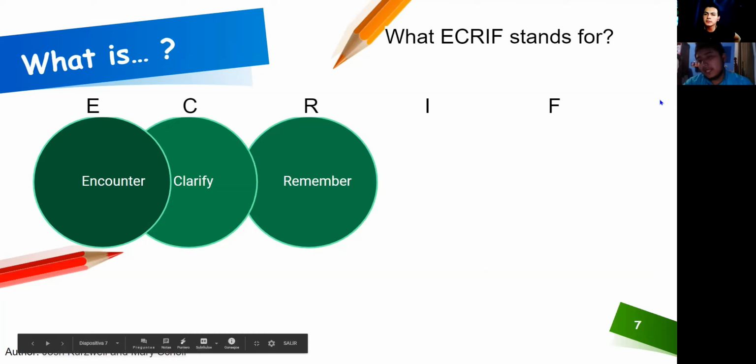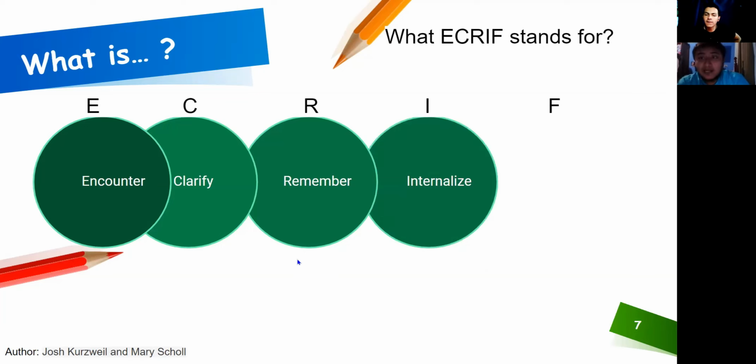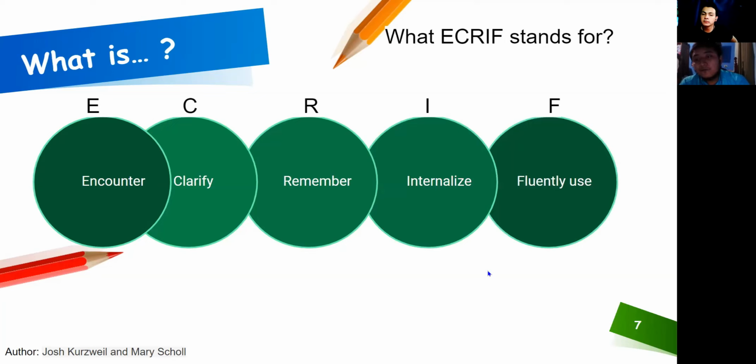So then the last two steps are really important steps, which is the internalize, and the last one, which is the fluent use. And in the fluent use and also internalize, we want to practice. That's the main objective that we want from these two last steps. We want to practice what we learn from the encounter to the remember and how to use it in the real context.